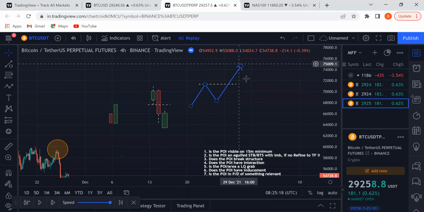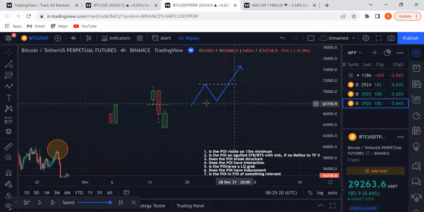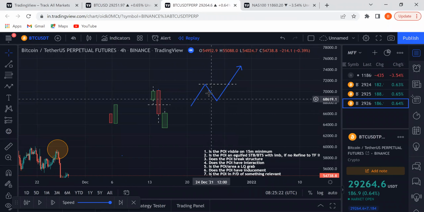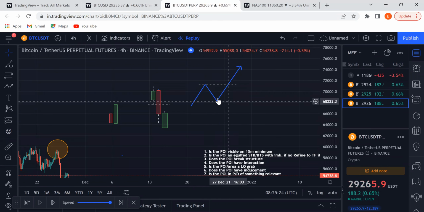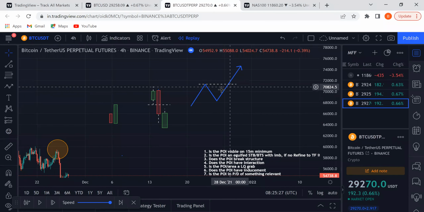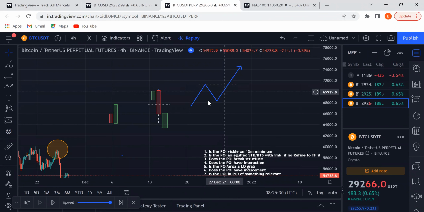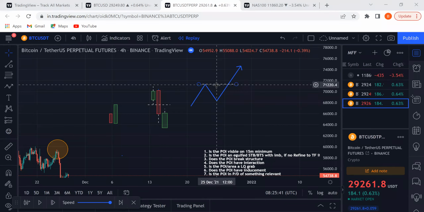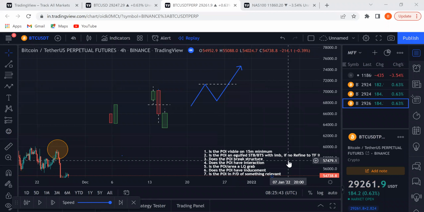Right now, if the price comes back around this place, we'll be looking forward for our POI, or maybe in between here. The POI sometimes can be in the middle. It's not always a reversal. Sometimes it's a continuation. Okay, so that's break of structure, very straightforward.